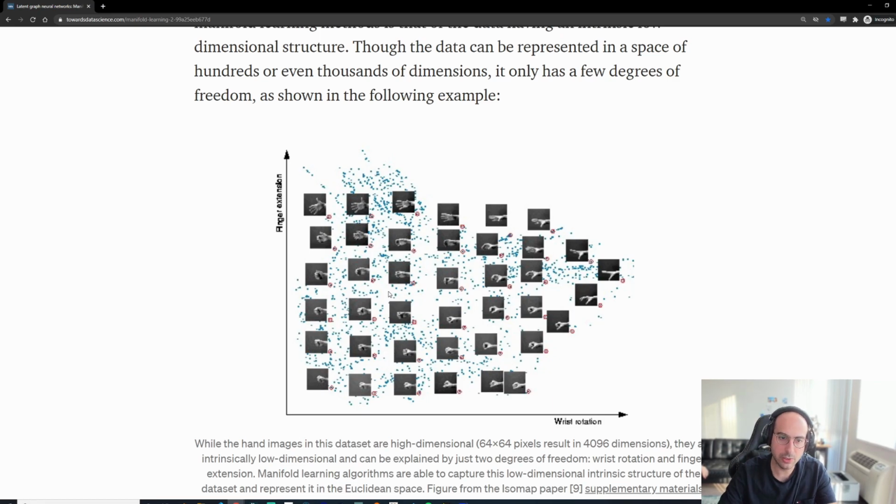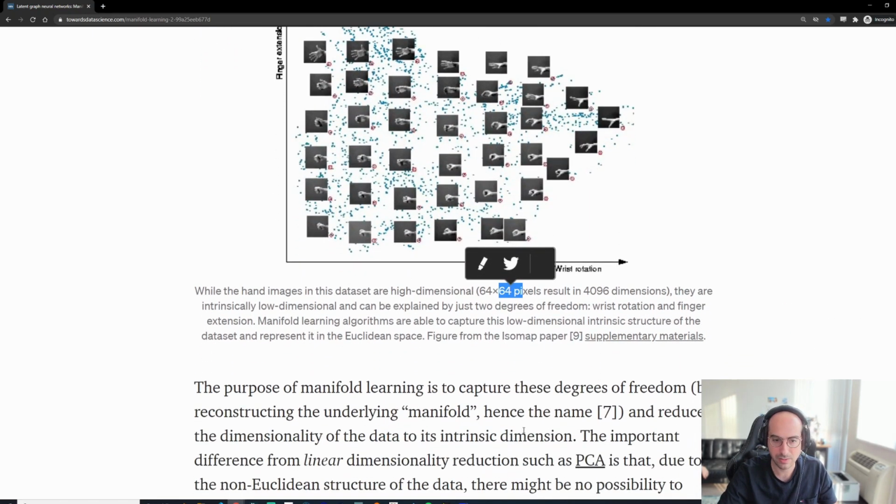In this data set, if you look at the images, there are two things that change: whether your wrist is rotated, and whether your finger is extended or not. So it's two dimensional. You see here they actually say it's 64 by 64, and because this is black and white you just multiply by one. Compared to that, two dimensions is much lower dimensional, and it's much more indicative of what you're trying to do. If you can do machine learning on a two-dimensional space, it's a lot easier than doing machine learning on a 64 by 64 dimensional space.